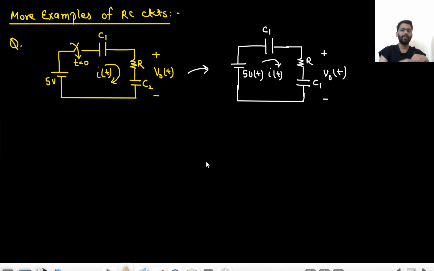So tell me, what will be the value of V0? First tell me the time constant of the circuit. Is it a second order or first order? It's a first order circuit only. Why is it so? Because C1, C2 are in series. What will happen? We will short circuit the voltage source.